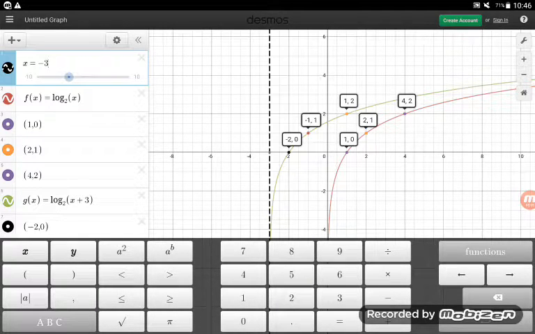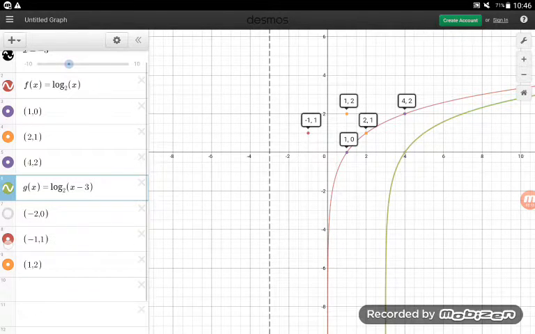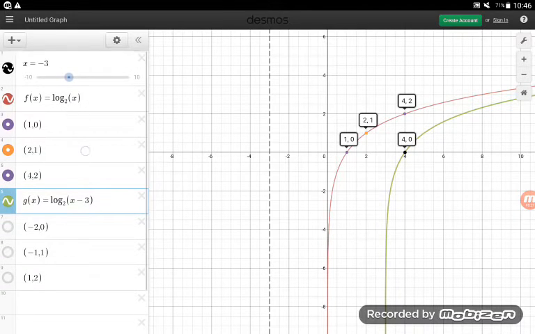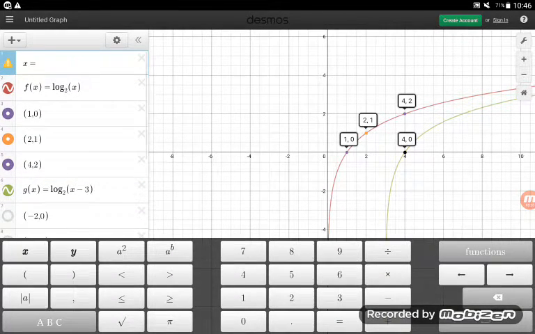Okay. Same thing applies if I move this to the right, then that becomes minus. Okay, so let me hide these points. If I move everything to the right, you can see that the (1, 0) is now (4, 0), and my vertical asymptote must also be moved 3 to the right.